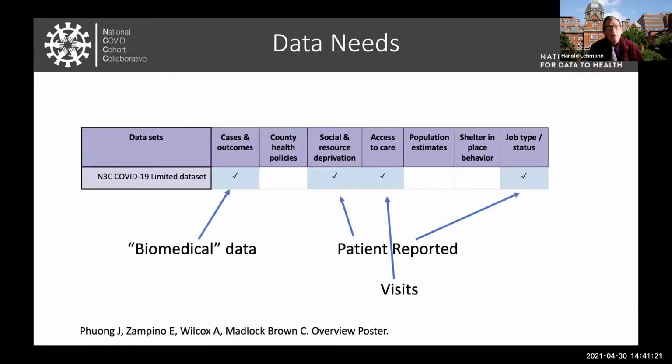So when we think about the patient level, if you look at the verticals as the data we want, clearly we have cases and outcomes from our biomedical data, and we clearly have, well, we don't clearly have social resource deprivation. We'll say something about that in a minute. We have access to care, but we don't have county health and population health and shelter in place type of. Next slide, please.